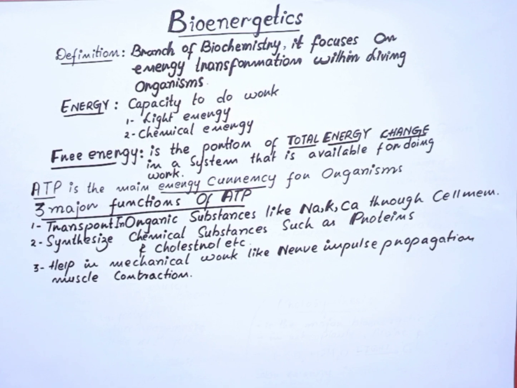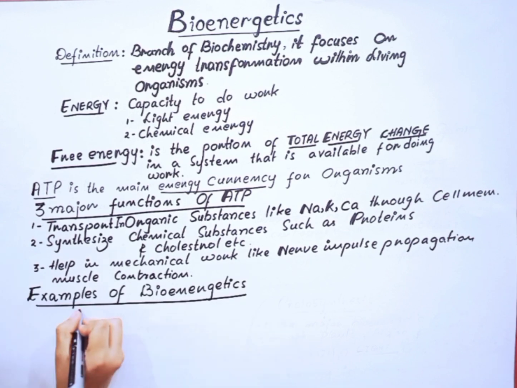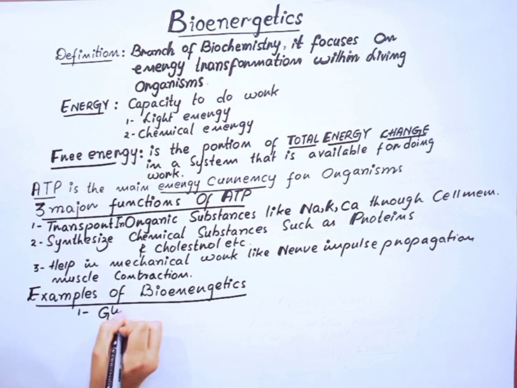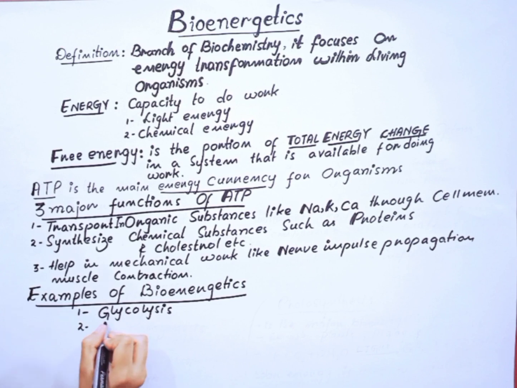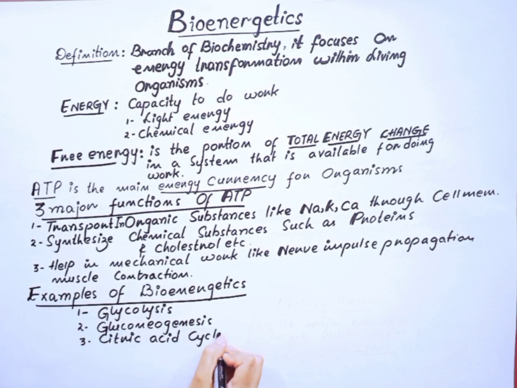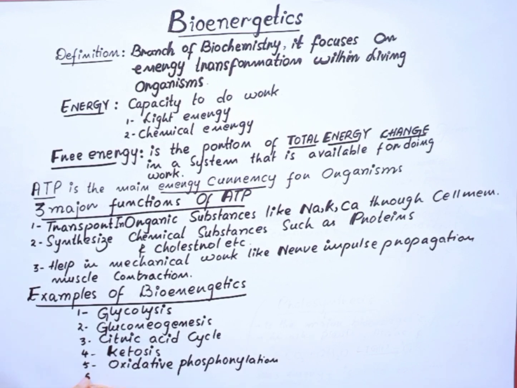Now let's discuss some of the major examples of bioenergetics. We have glycolysis, gluconeogenesis, citric acid cycle, ketosis, oxidative phosphorylation, and photosynthesis. So photosynthesis is a major bioenergetic process.